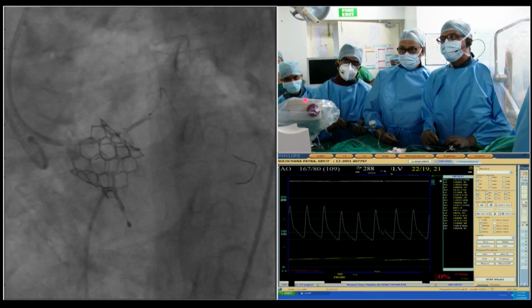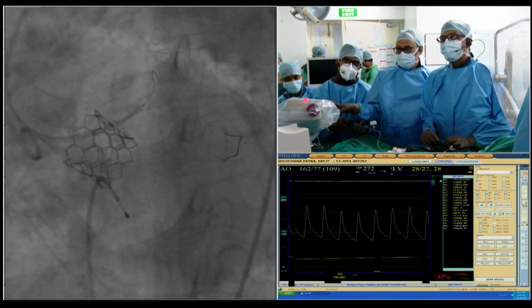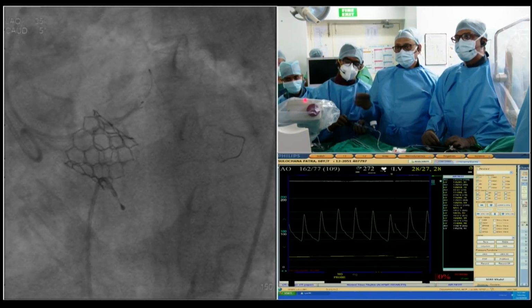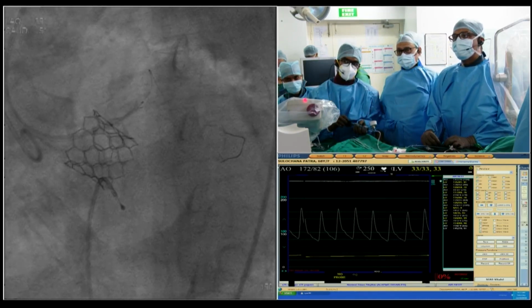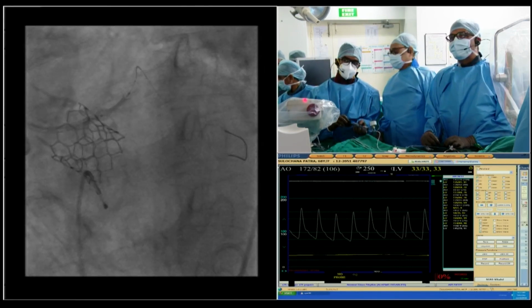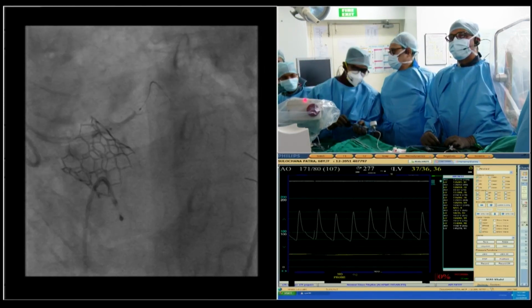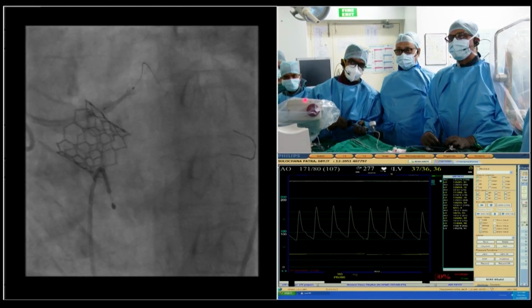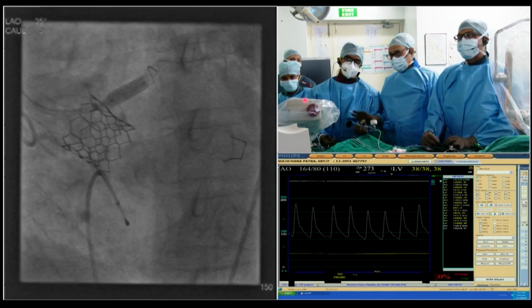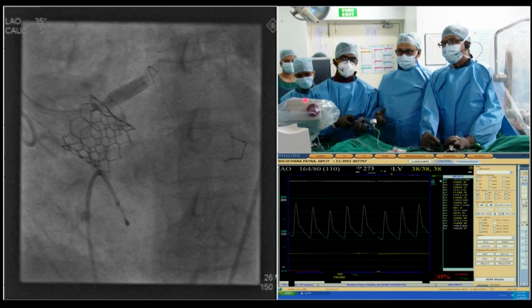Okay. Would you like to check in a cranial view? It's going in again. We've already deployed. We are a little bit... Yeah. Can you? Little bit cranial. Okay. Go ahead and inflate it. Okay. 12 and then down. We'll bring it back and then.